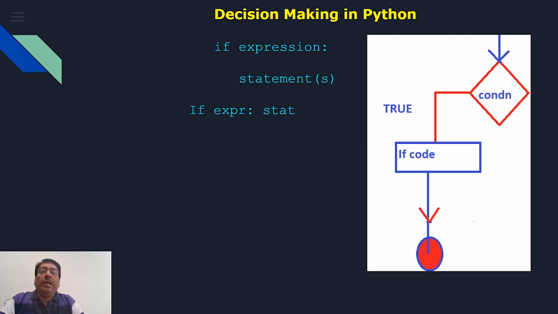And then how is that particular statement going to work? It is going to work in this fashion. If expression, here you will write some condition, and if it is true, then you are supposed to execute some code over there. So if expression, the syntax goes like this. If expression, here you are supposed to make use of a colon, and then you are supposed to write the statement or number of statements.